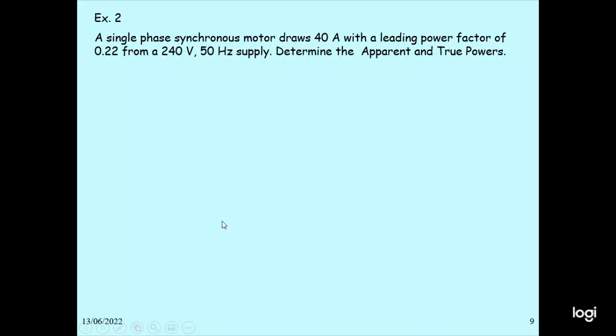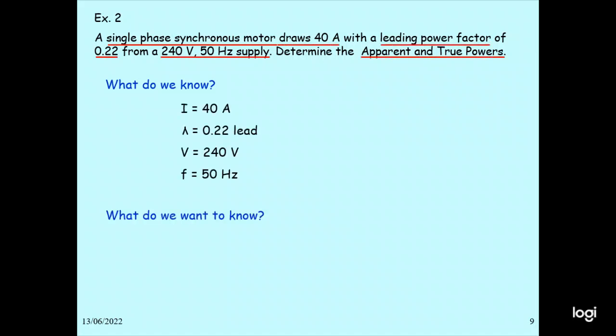A single phase synchronous motor draws 40 ampere with a leading power factor of 0.22 from a 240 volt, 50 Hz supply. Determine the apparent power and true power. So what do we know? Current is 40 ampere, power factor is 0.22 leading, voltage is 240 volt, frequency 50 Hz. What do we want to know?